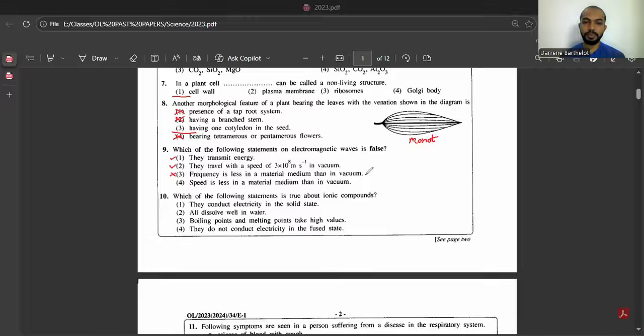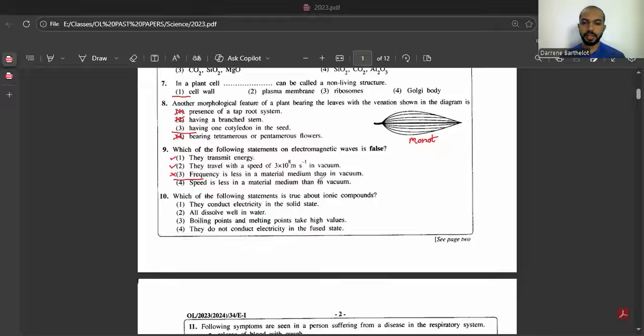If you have watched our previous video regarding the 2022 O-level, in that paper, I told you frequency only depends on the source, right? It doesn't depend on the medium. So the third one is false. That should be the answer. Let's see the fourth one as well.